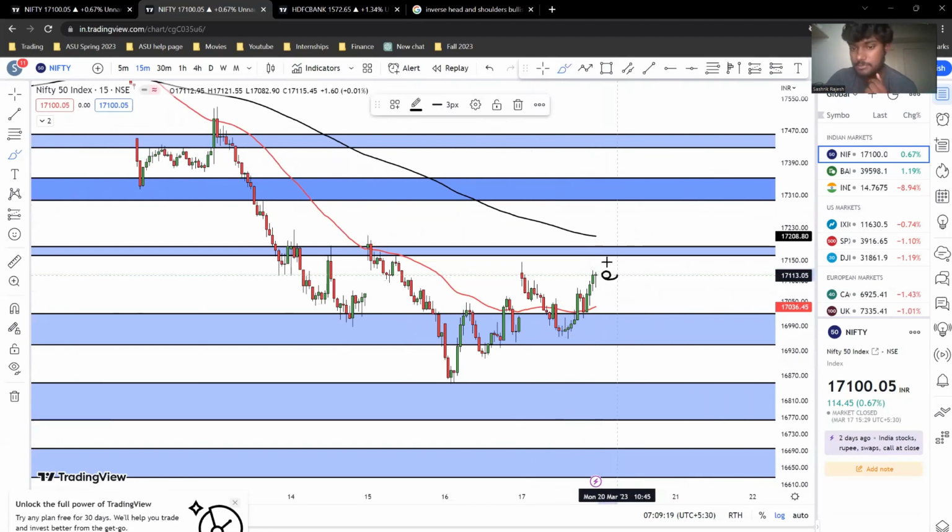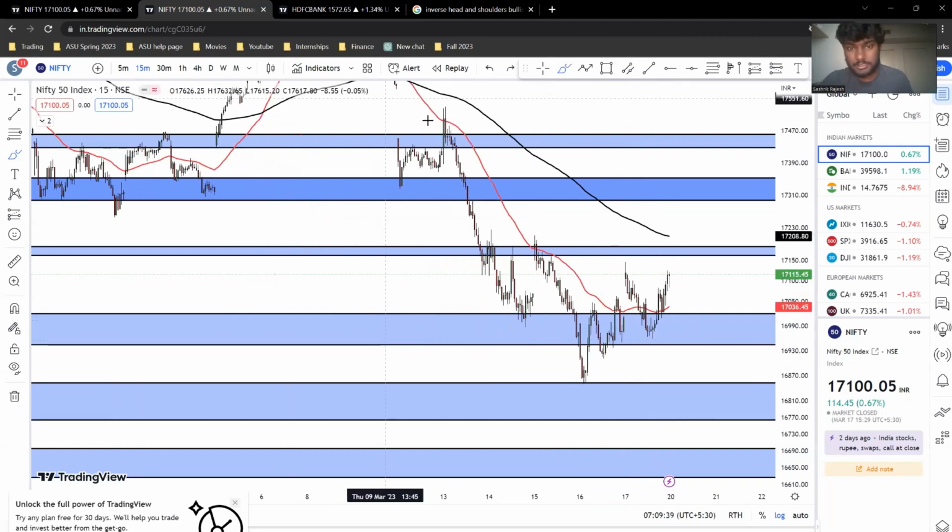If there's a sideways market, I won't be taking any trade. I'll be waiting for the market to come to this level. And then if there's a red candle, I'll be taking a trade then. If there's a gap down, I'm not interested in taking a trade.